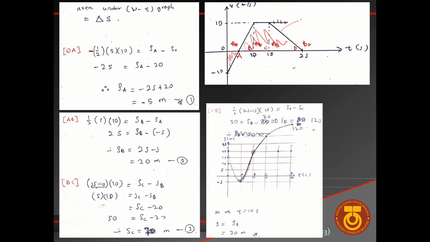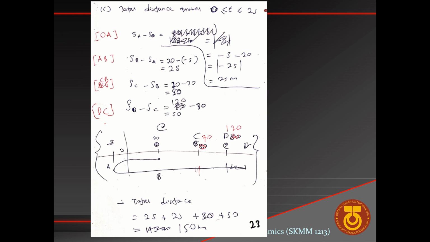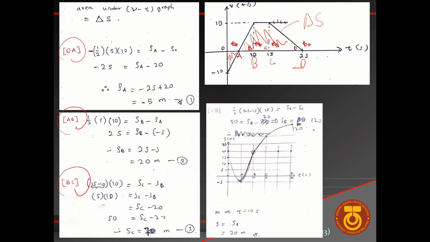Okay, this is all equal to delta S. What you need to do is go segment by segment. For example, here I'm doing OA, AB, BC, CD. So OA, AB, BC, and CD.